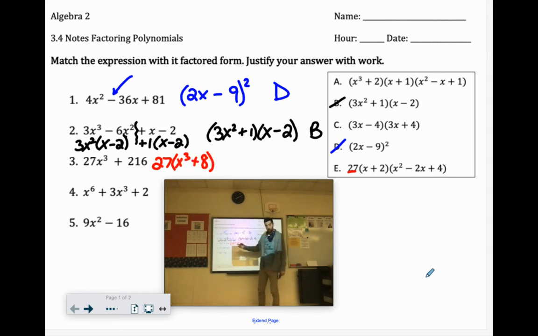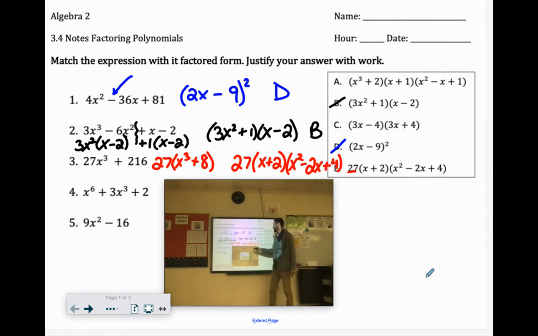Now, those are both cubes, so I know this could be the sum of cubes. I mean, we already know the answer is E because we have a 27 as the greatest common factor. But remember, for the cubes, you cube root each one, so that would be x plus 2. Then you square that first term, so x squared. You change the sign, so it would be minus. Multiply them together, 2x, plus, square the last term, 4. So that would give us E on that one.